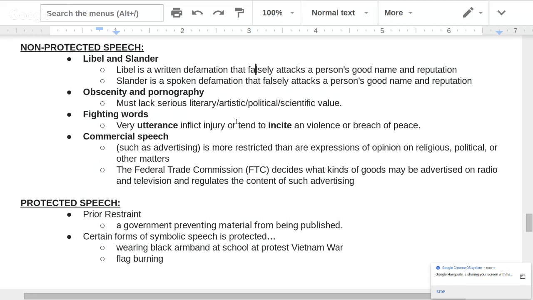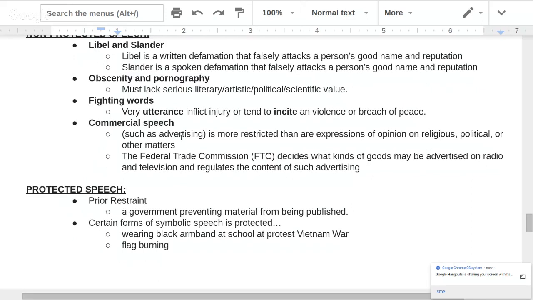Fighting words are utterances that inflict injury or tend to incite violence or breach of peace. For example, if the KKK come into a very populated Black community and they are trying to incite violence or breach of peace, that is fighting words. If they speak that, this is not press, you're not writing this. This is actually spoken. It's kind of like slander, but this is way worse. You're intending to incite violence.